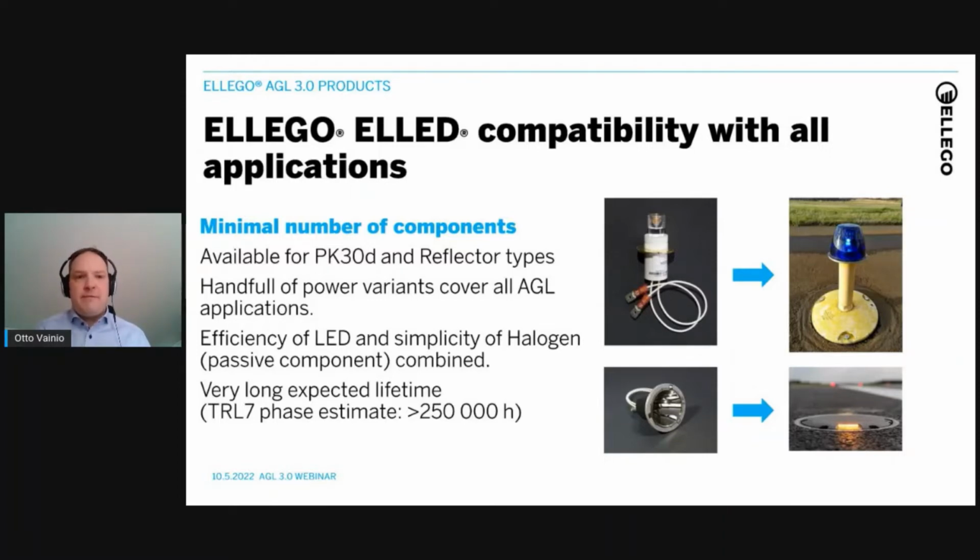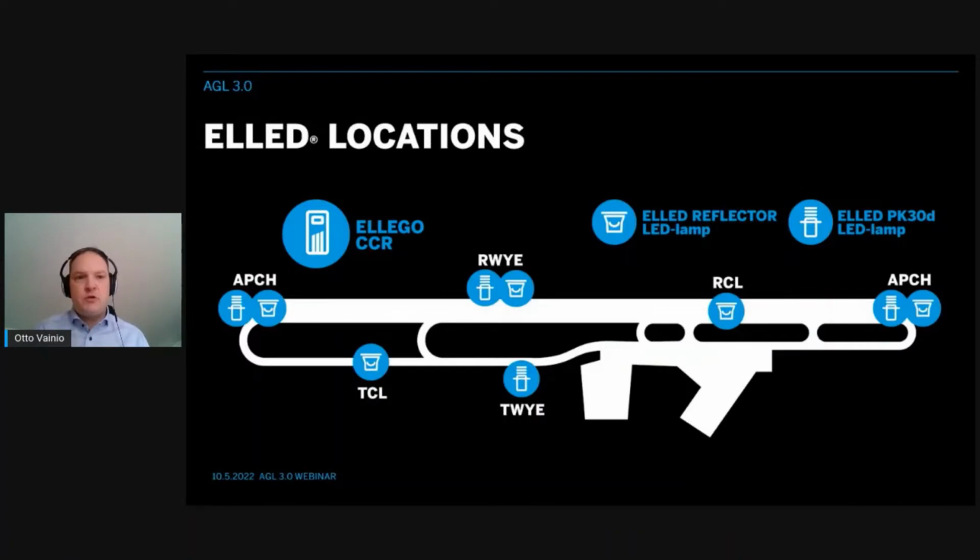But we put every effort to make the bulb as durable as possible, which is easier because it's so small and there's so few components in there. We intend to cover all the use cases. So this is really a solution. This will be a solution for the whole airfield: approach, runway edge, runway center line, taxiway, of course, naturally, and the signs.